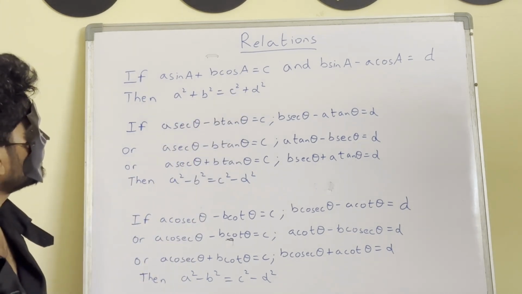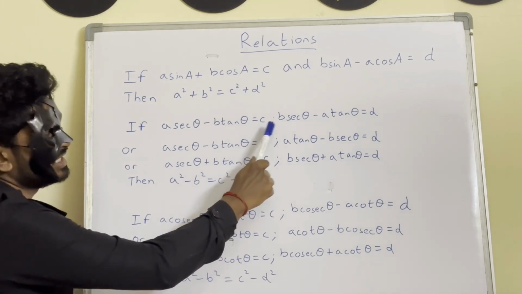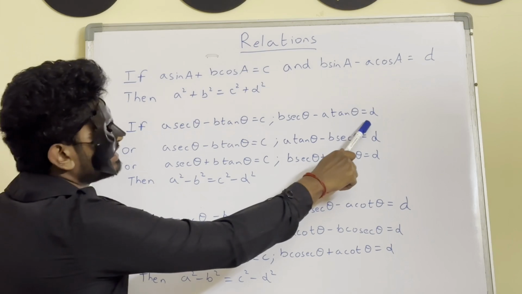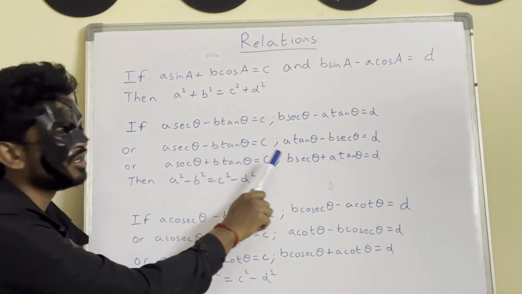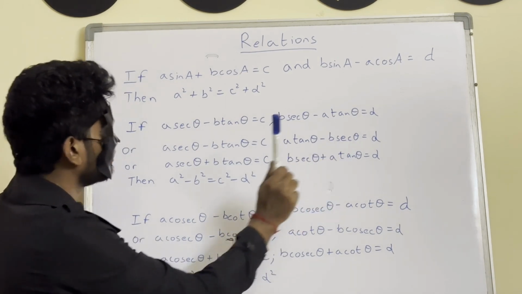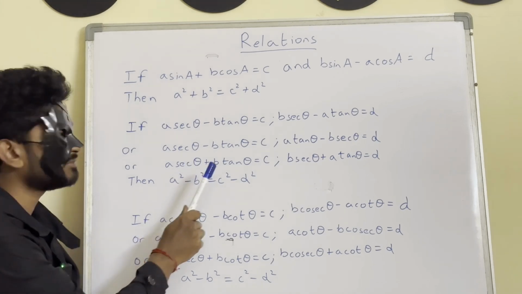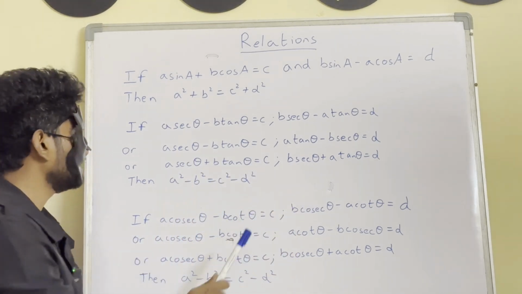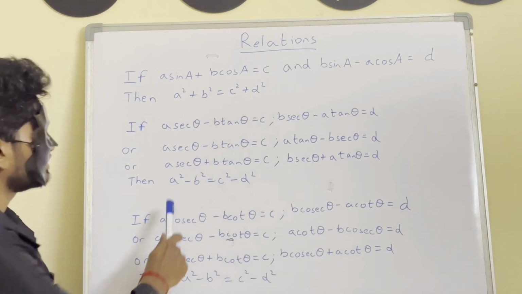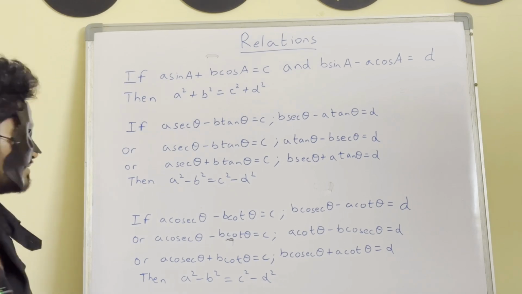And if A secant theta minus B tan theta is equal to C, B secant theta minus A tan theta is equal to D, or if A secant theta minus B tan theta is equal to C, or A tan theta minus B secant theta is equal to D, or A secant theta plus B tan theta is equal to C, B secant theta plus A tan theta is equal to D, then A square minus B square is equal to C square minus D square.